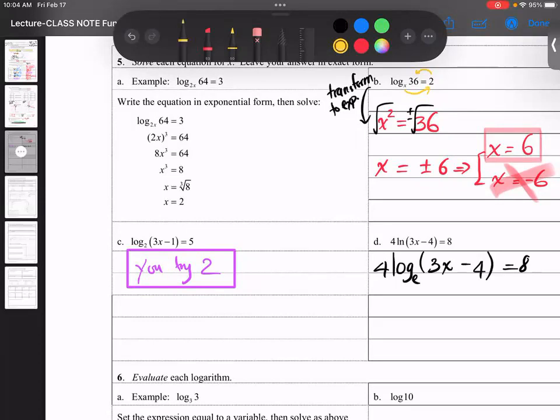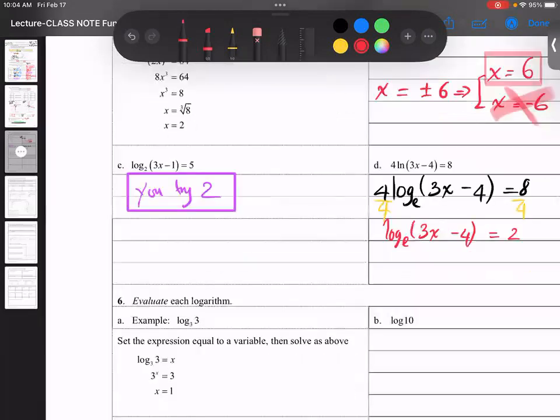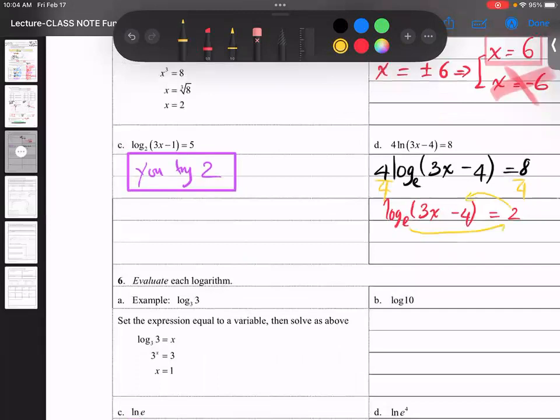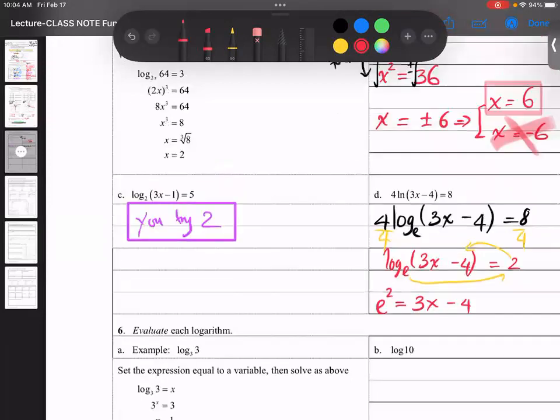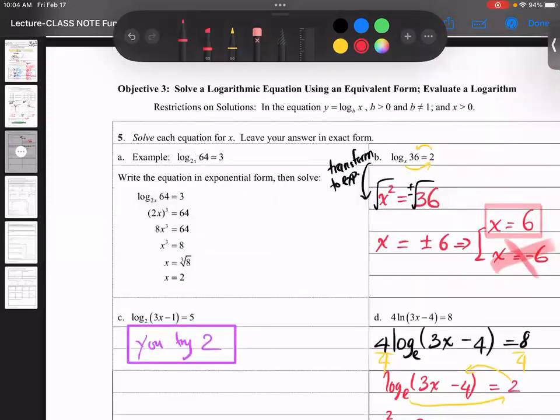Divide both sides by 4. So I have log base e of the argument 3x minus 4 equals, and then you use your little tornado arrow: e squared equals the argument. Don't be afraid. e squared is just a fancy constant. Look in your calculator to tell you where it is. We're not going to approximate this because they want the answer in exact form.